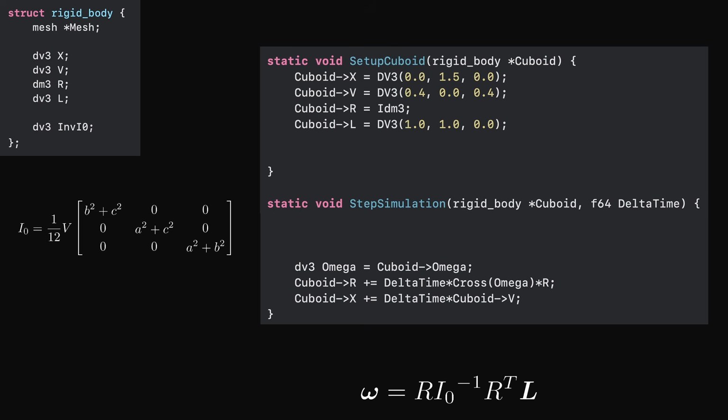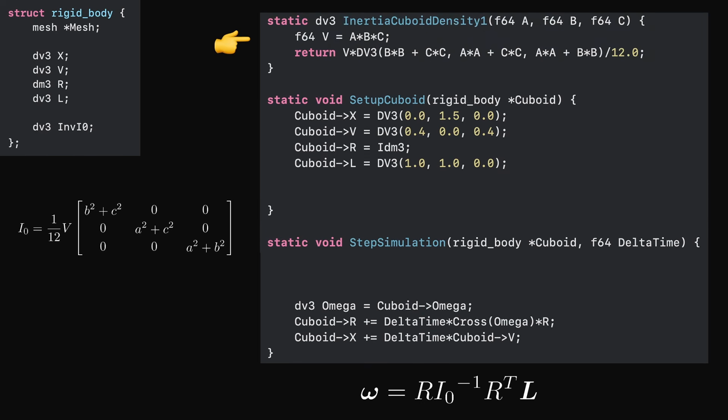For the computation of the inertia tensor, I wrote this small function here. It takes the side lengths of our cuboid A, B, and C as input, first computes its total volume, and then returns the diagonal of the inertia tensor. In setup, I called this function and inverted the result to be able to store the inverse inertia tensor of the cuboid. Lastly, the simulation code needs to be changed to use the correct omega instead of the constant one here.